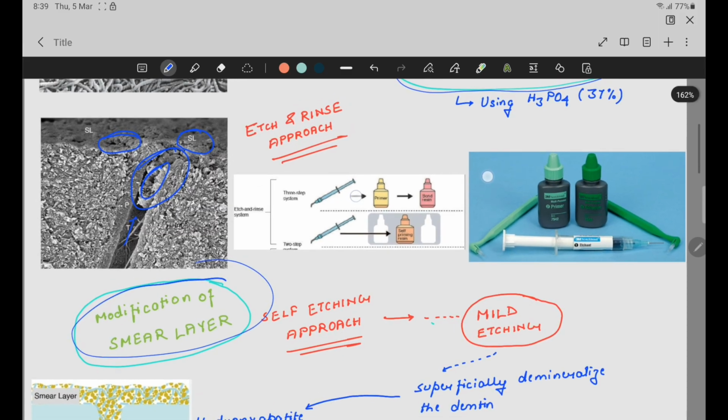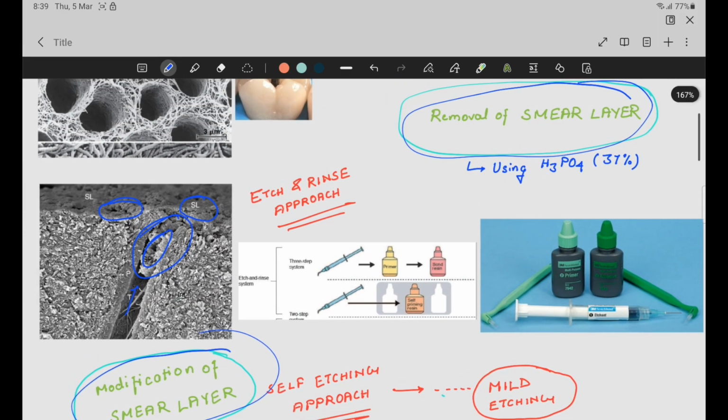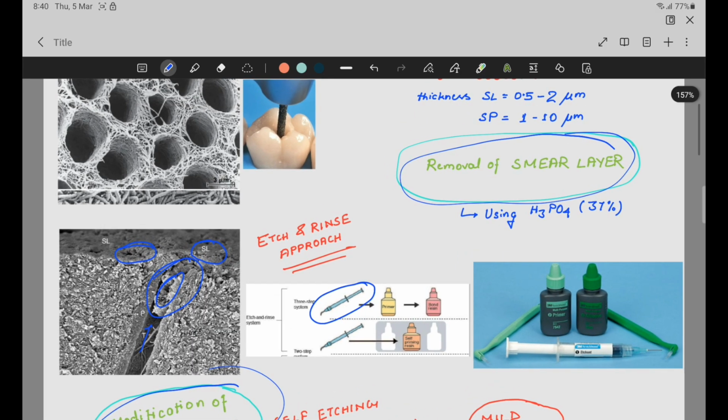So, in the past, what we used was a three-step total etch technique where we applied an acid, that is 37% phosphoric acid, that would remove the smear layer, exposing the collagen in the dentine and opening the tubules like in this diagram. These are the dentinal tubules, which can be seen post treatment of the etching phase, and the openings are generally funnel shaped and allow the resin to bond by forming tag-like structures.